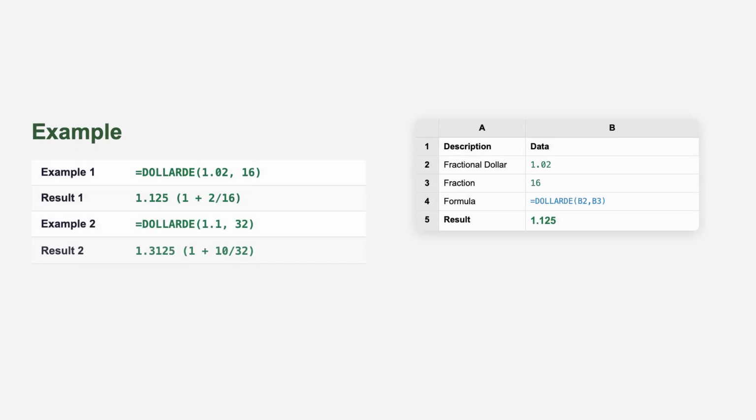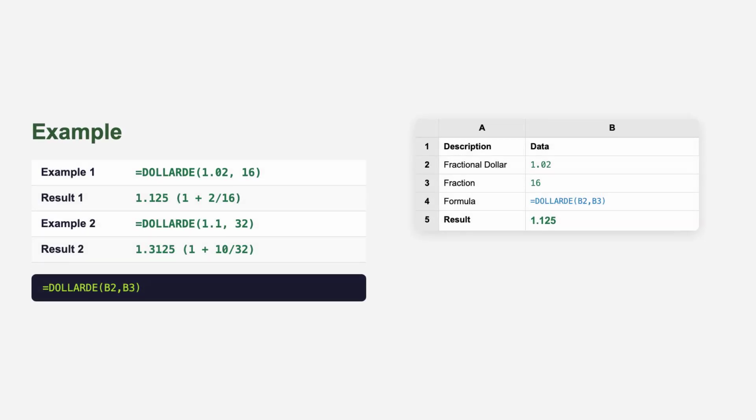Here are two examples. DOLLARDE of 1.02 with fraction 16 returns 1.125. That's because the decimal part 2 means 2 sixteenths, and 2 divided by 16 equals 0.125. Similarly, DOLLARDE of 1.1 with fraction 32 returns 1.3125, because 10/32 equals 0.3125.